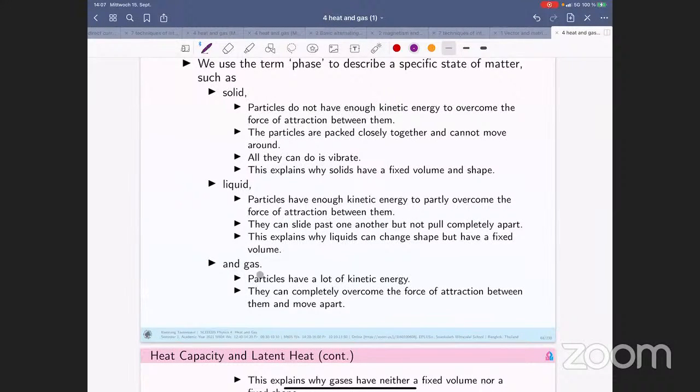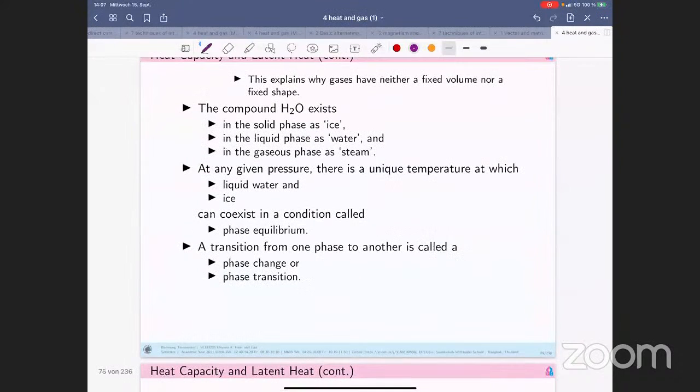In a gas, the particles have a lot of kinetic energy. They can completely overcome the force of attraction between them and move apart easily. This explains why gases have neither a fixed volume nor a fixed shape, because the molecules have freedom to move anywhere.